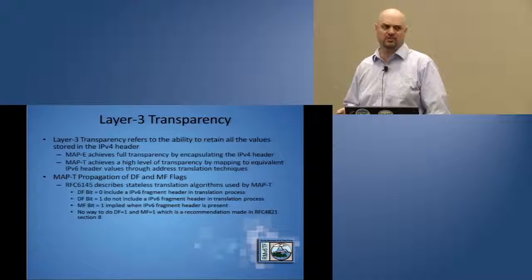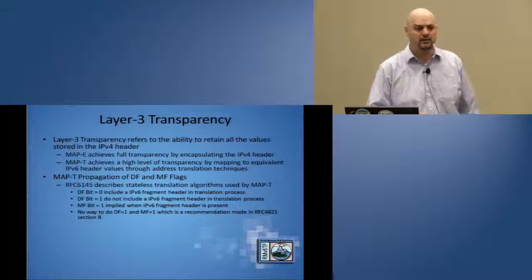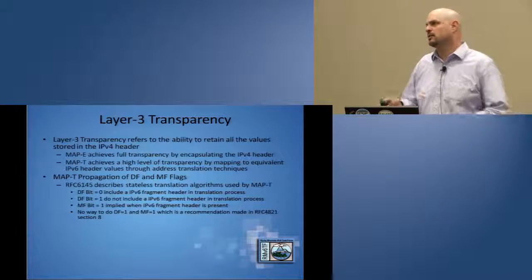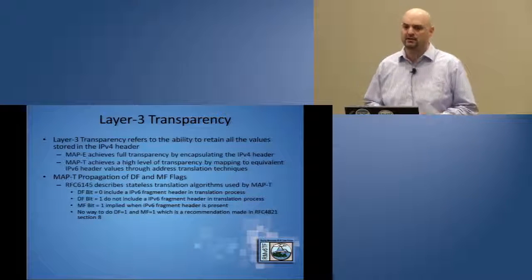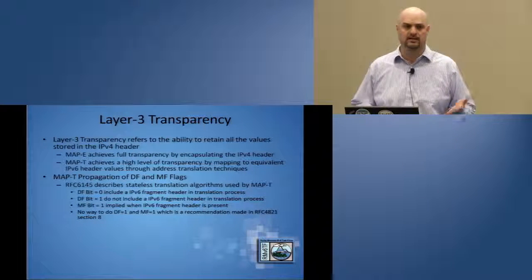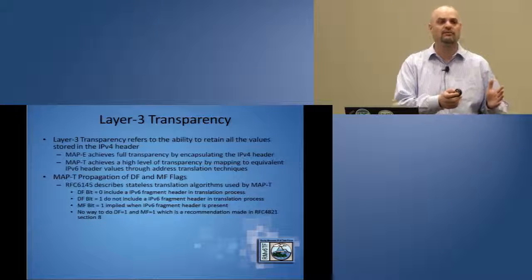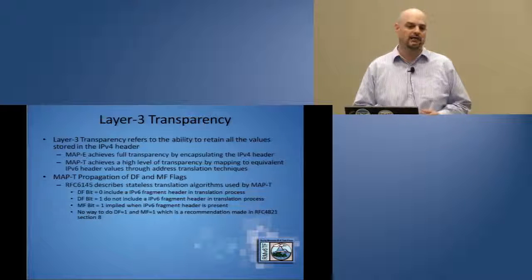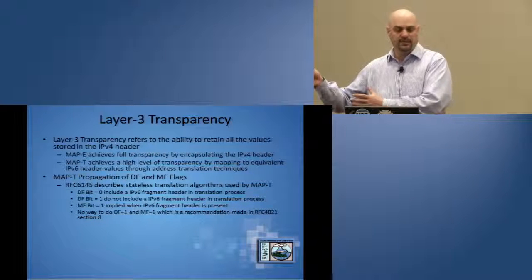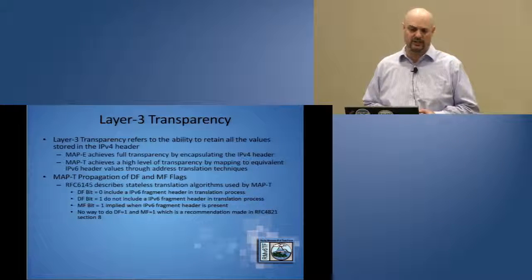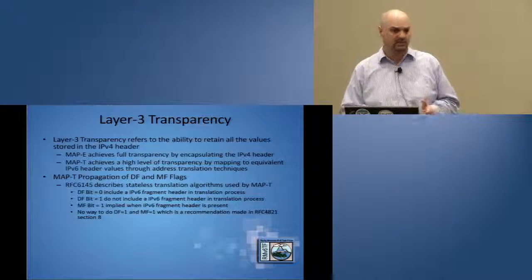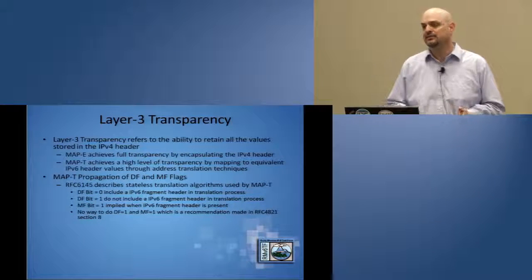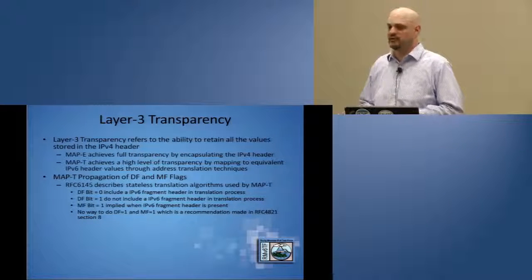Layer 3 transparency. This was an interesting discussion on the Softwire mailing list. This is one of the big differentiators between MAP-E and MAP-T. MAP-E achieves full transparency, meaning all the values in the IPv4 headers make it across from the CE to the BR or vice versa during the encapsulation process. In the case of MAP-E, since we're just encapsulating, you have full transparency. In the case of MAP-T, since you're doing translation, you don't have full transparency.